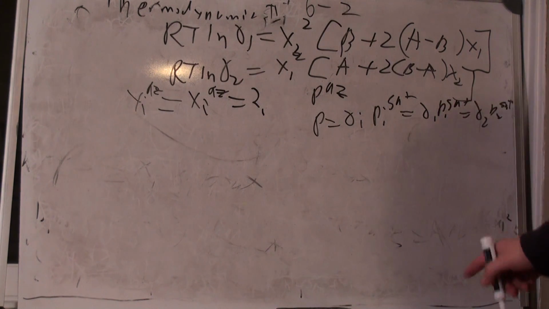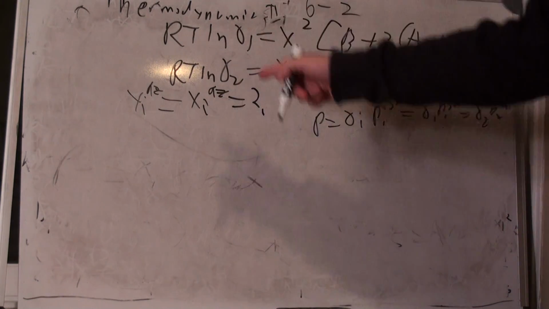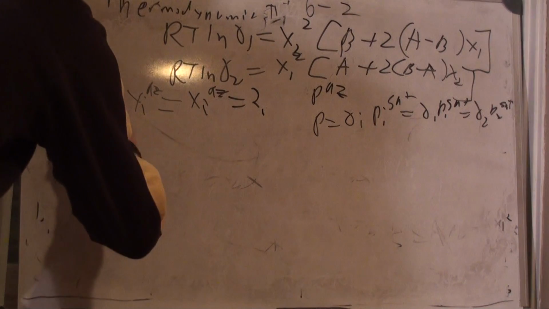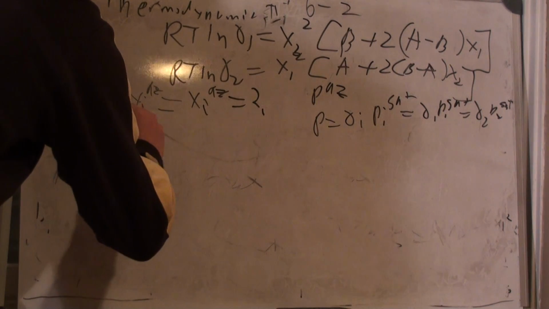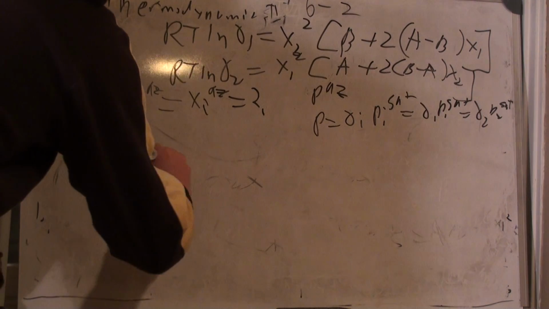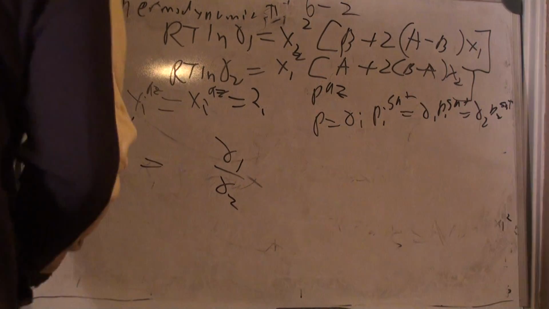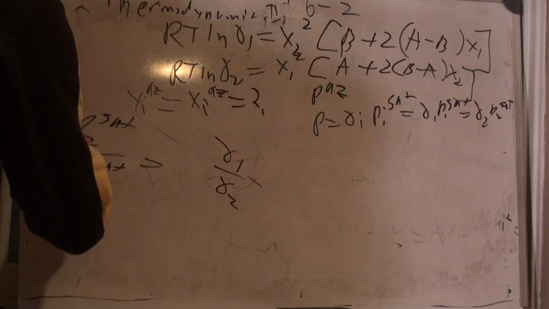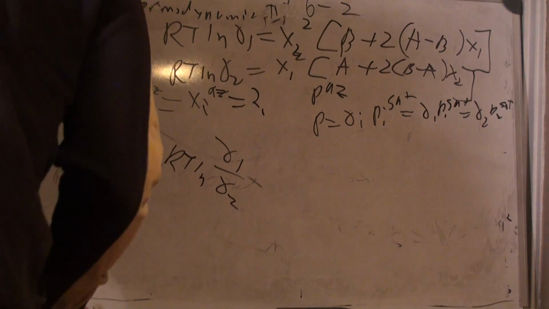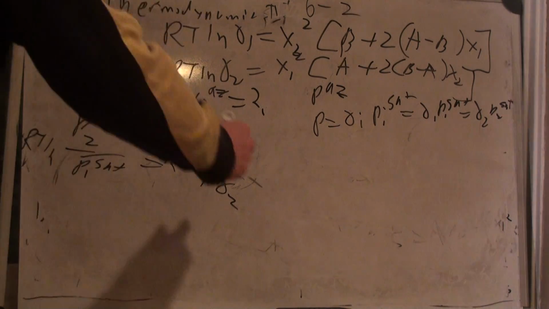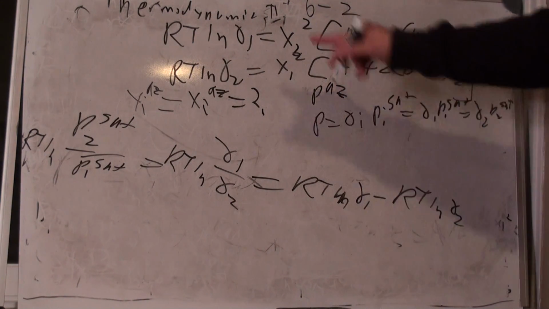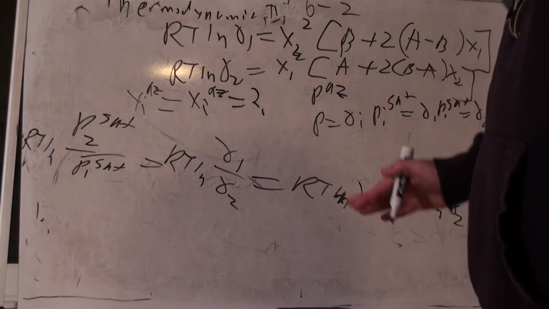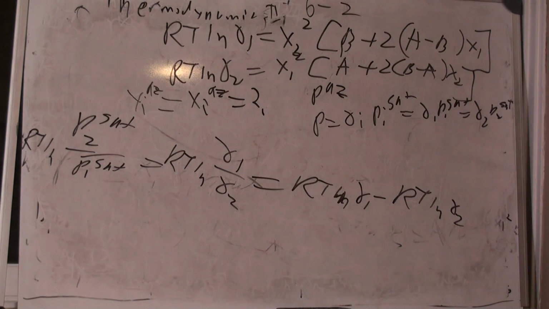I'm going to rearrange this, and I'm going to take RT natural log of both sides, because I have RT ln gamma_1 and gamma_2. What do I mean? I have P_2 sat over P_1 sat equals gamma_1 over gamma_2. I want to take RT ln of both sides so that I can use log rules. Then I can just plug these equations in.